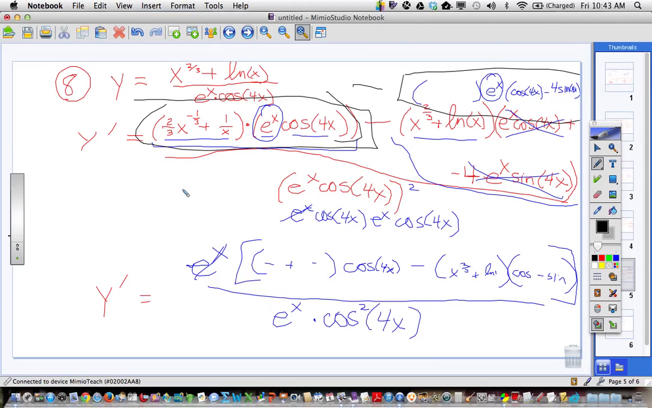Quotient rule is always going to be something minus something over something squared. A lot of times you can take something out of that top that can cancel with the bottom. Yes.